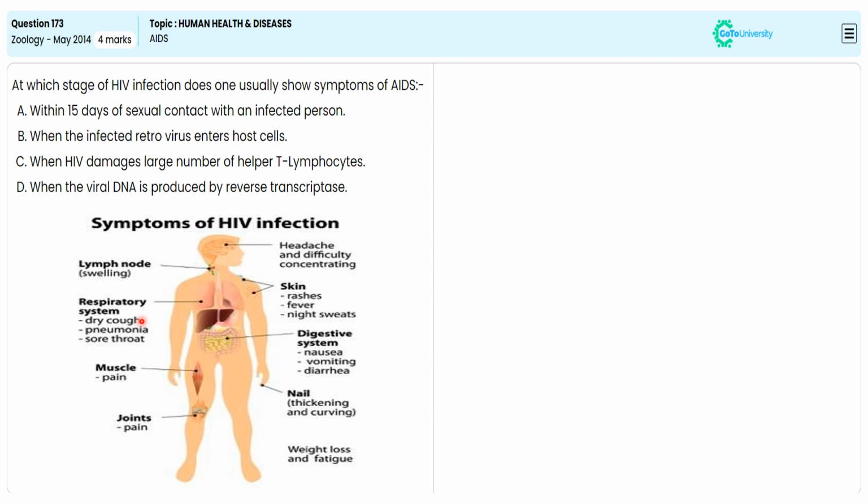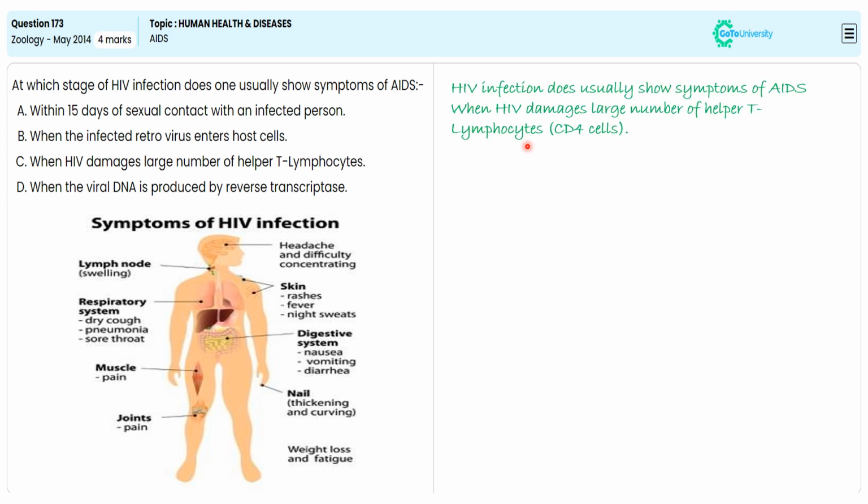What are the points we told with this option? With this diagram, we are giving a recap to take as NEET notes for future reference. HIV does not usually show symptoms of AIDS until HIV damages a large number of helper T lymphocytes. That means CD4 specific T cells.